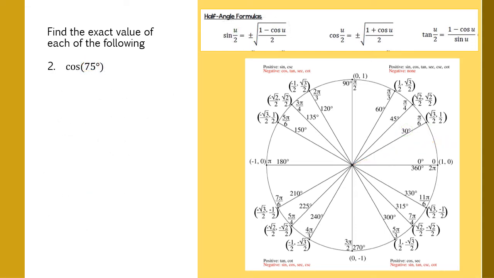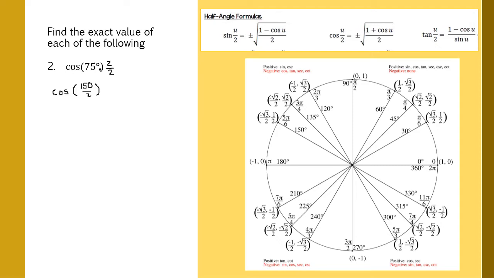Let's look at another one. Here we have cosine of 75 degrees. 75 is not on the unit circle. However, it is half of an angle that is on the unit circle. So if I multiply this by 2 over 2, 75 times 2 is 150. So this is the same thing as asking for the cosine of 150 divided by 2. 75 is half of 150.